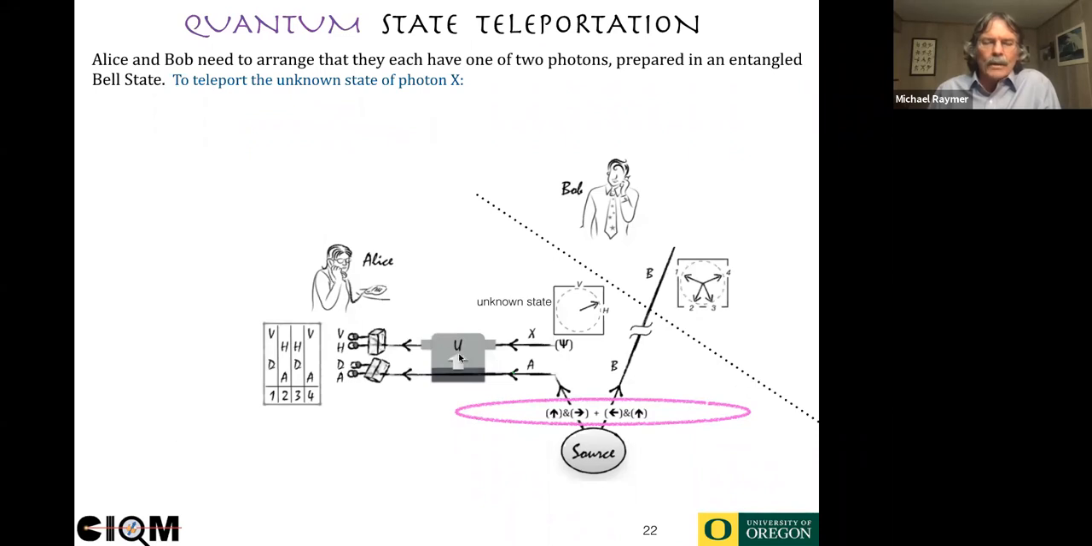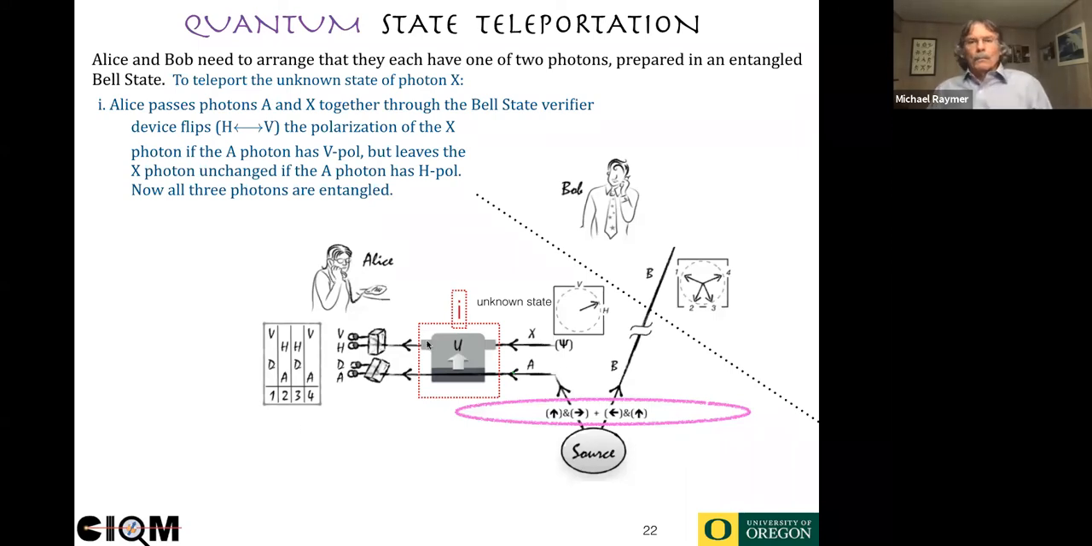Alice runs it backwards through a Bell state verifier. Now there's four possible combinations. Here's the calcites. This device does the Bell state operation on it, the controlled NOT operation. And then Alice measures the upper photon with a VH analyzer and the lower photon with a DA analyzer. Now there's four possible combinations, right? One, two, three, four. Here's the four combinations of what could be observed. So she gets some information because this comparator has given her information. It's one of these four possibilities. Okay. That's what this little description tells us.